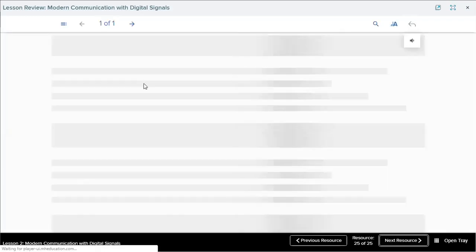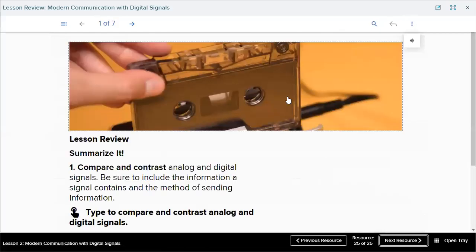This is the last slide in our session. Lesson review. As we said before, about communicating with digital signals. All these that we studied before. Okay, I think that the session will be ended now.